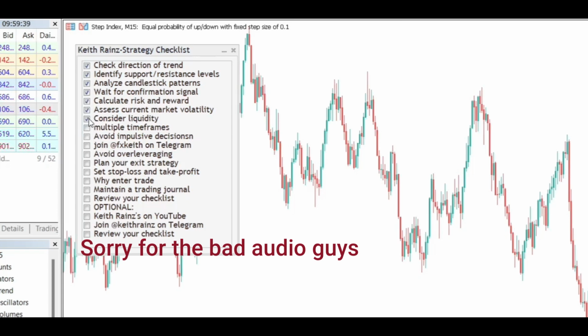What else? Also make sure that you look at the same chart in multiple time frames. Also avoid impulsive decisions. For example, if you make a loss, then you decide to enter trades randomly so that maybe you can try to recover. So this checklist is to help you.